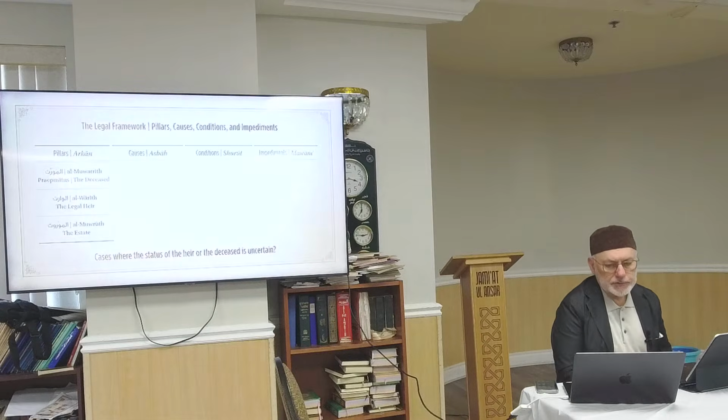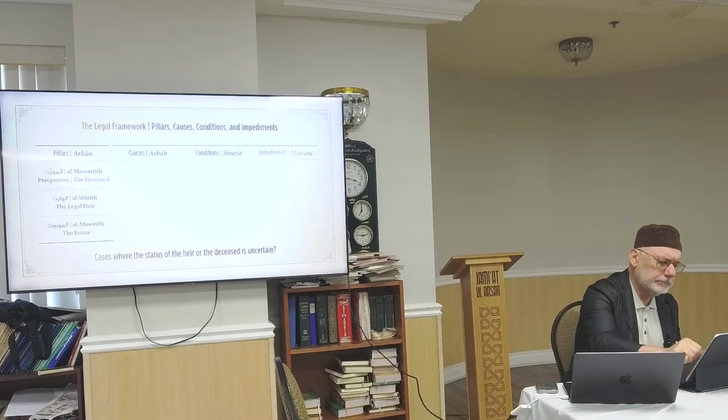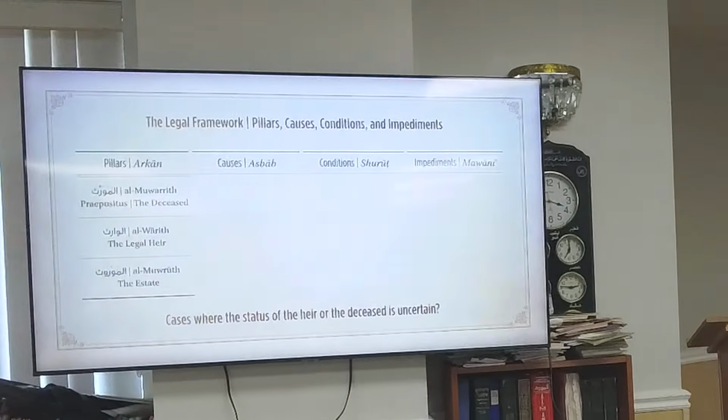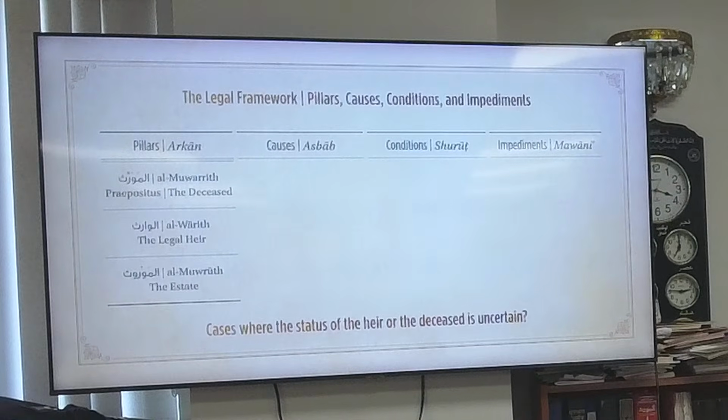So we have the pillars, the causes, the conditions, and we have the impediments. So what are the inner components of inheritance? There are three. First of all, we need to have a deceased. Meaning what? Meaning we have to be certain that he died.